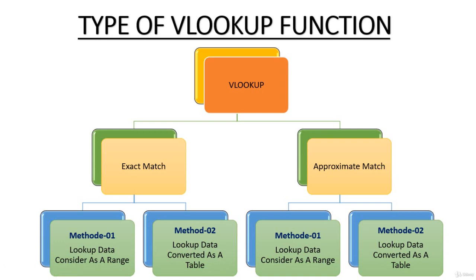As well, for approximate match we can also retrieve the data in two methods. The first method, lookup data considered as a range. The second method, lookup data converted as a table. Don't worry about it. We will discuss it in depth in the practical section.